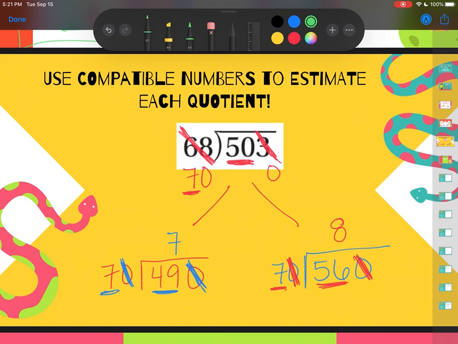Now, to pick our best estimate, I want to pick the number that is closest to 50. So my compatible numbers, I had 49, which is 1 away, and I had 56, which is 6 away. So 49 is going to be the closest. So that means my best estimate is going to be 490 divided by 70 is equal to 7. So 7 is my best estimated answer.